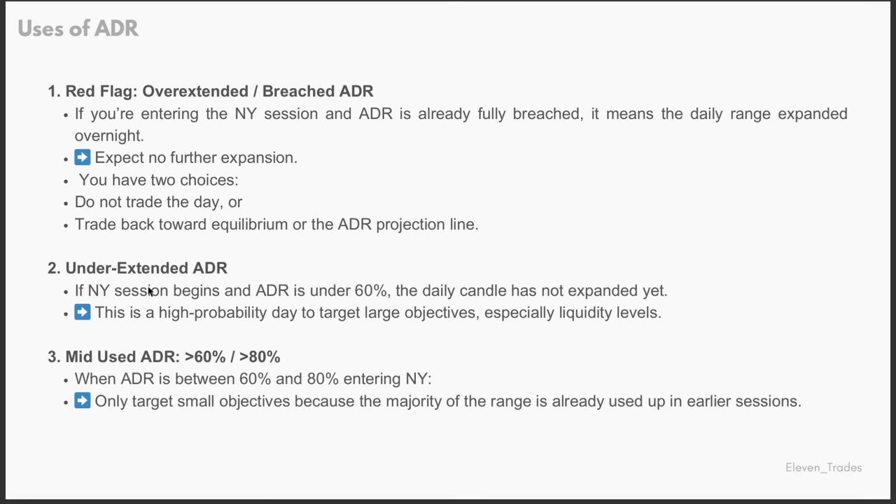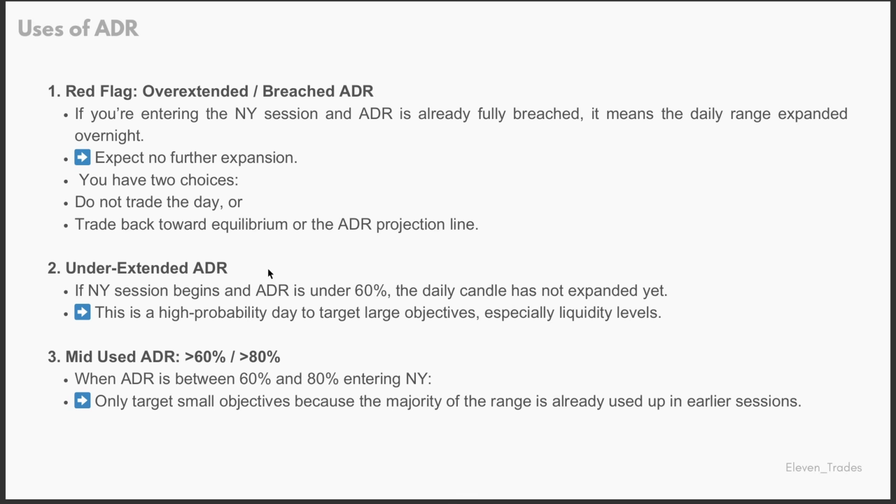Now under-extended ADR: if the newer session begins and the ADR is under 60 or 50%, that means the daily candle has used 50% of its range and has still not expanded. So you can count that as high probability, and you can target large objectives until the ADR is reached or higher time frame liquidity levels.